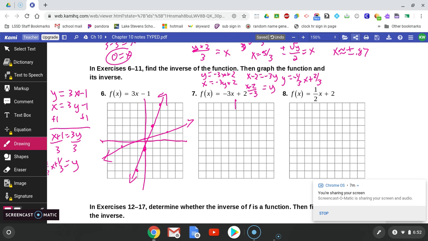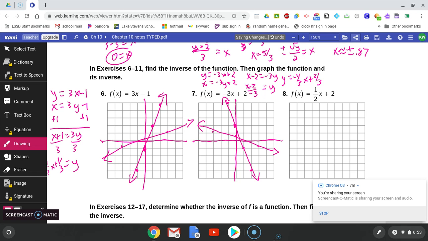So then if I'm graphing my original and my inverse, my original had a y-intercept of 2 and a slope of negative 3, so that'd be up 3, left 1, or down 3, right 1. So there's my original graph. My inverse has a y-intercept of 2/3 and then a slope of negative 1/3, so up 1, left 3, or down 1, right 3. And that would be what my inverse looks like.